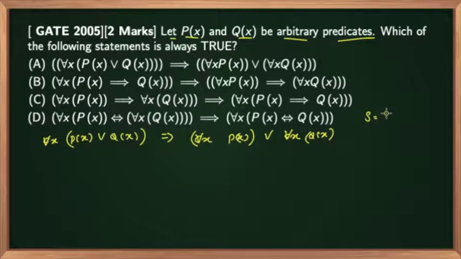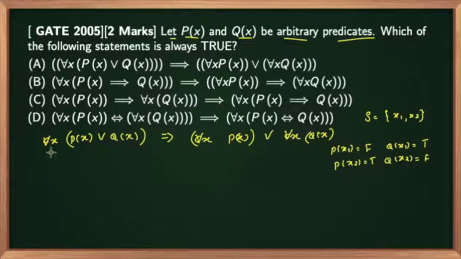So I'm just taking a domain with two variables x1 and x2, and let me assign p of x1 is equal to false, q of x1 is equal to true, p of x2 is equal to true, and q of x2 is equal to false.